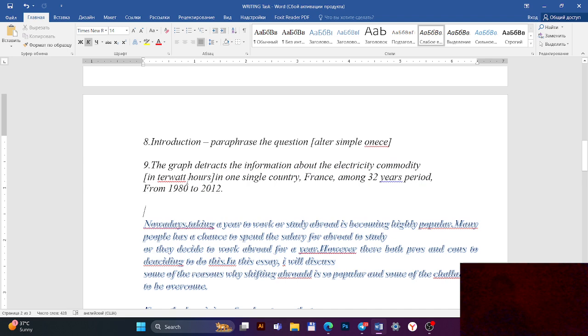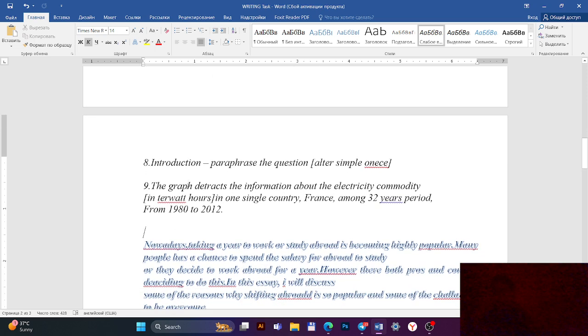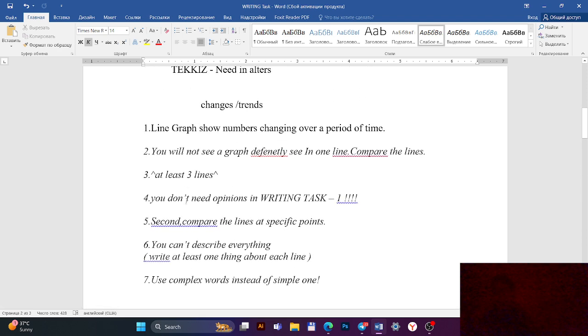I introduce some things. Especially in task 1, the introduction should paraphrase the question, using similar words. For example, the graph that tracks information about electricity consumption in terawatt hours in one single country, France, over a 32-year period from 1980 to 2012. It is better to write the introduction using change-trend words, like: the line graph shows numbers changing over a period of time. You will definitely see graphs with one line or several lines to compare, and there can be at least 3 lines, and you don't need opinions in writing task 1.